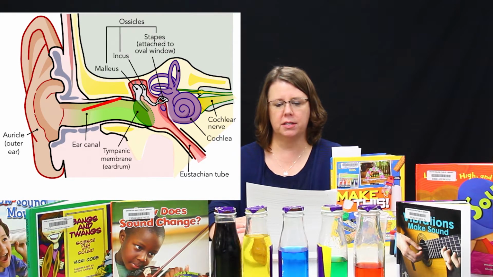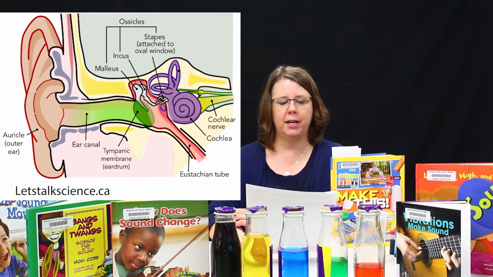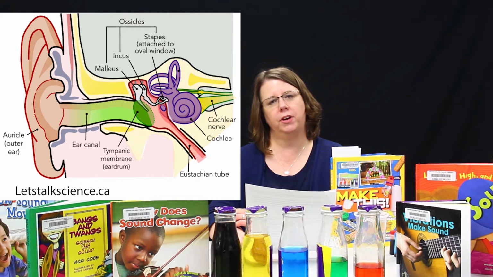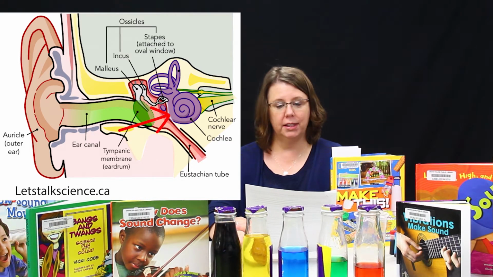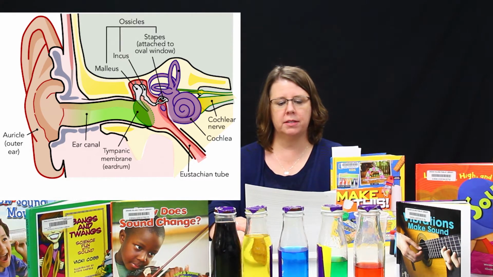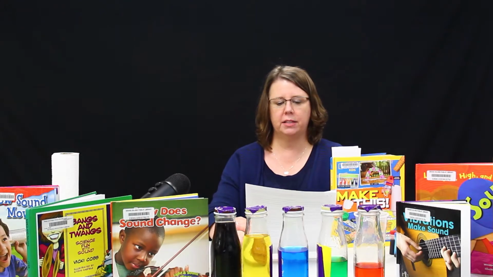This causes the ossicles to vibrate. These small bones are called the malleus, the incus, and the stapes. They are also known as the hammer, the anvil, and the stirrup. The vibrating ossicles transmit the sound waves to the cochlea. The cochlea contains small cells called hair cells that convert sound waves into signals. The signals then get to your brain, and that's what allows you to hear someone's voice.